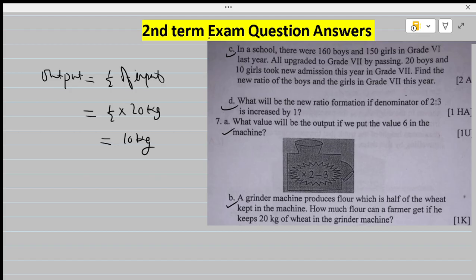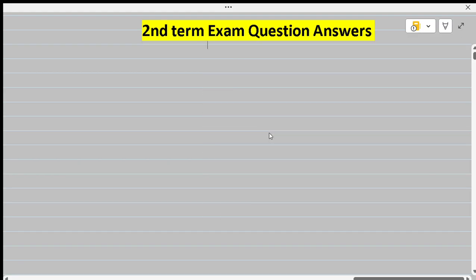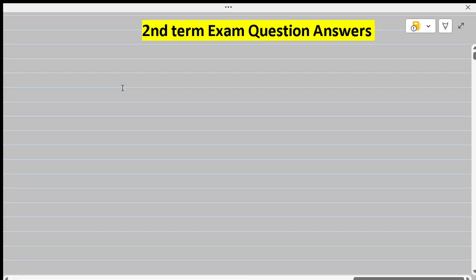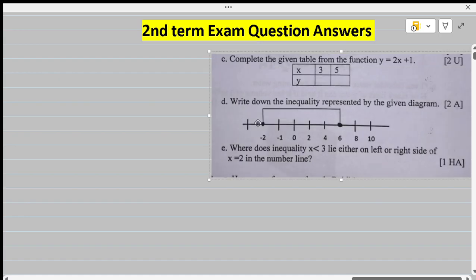So up to 7 number B I made it clear. Now 7 number C, D, E.